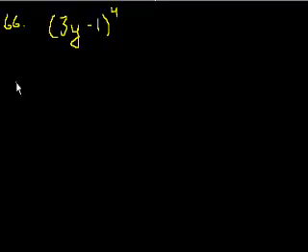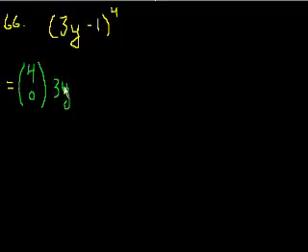And for the binomial expansion of this, I'll use the combinatorics, or binomial coefficient, notation. And I think you'll get the pattern. I've done several videos on this where I explain deeper why it works. But it equals 4 choose 0 times the first term to the 4th power, (3y) to the 4th, times the second term to the 0th power.